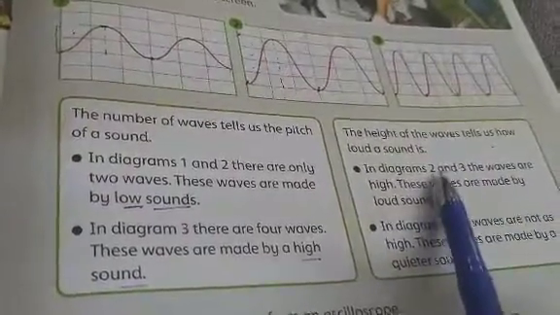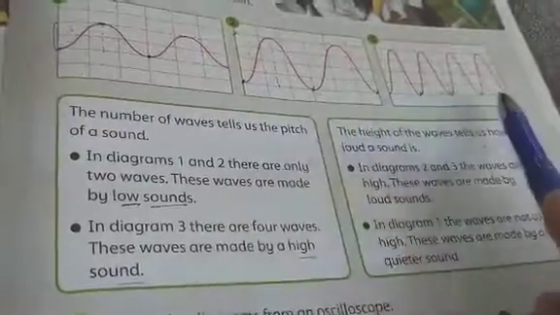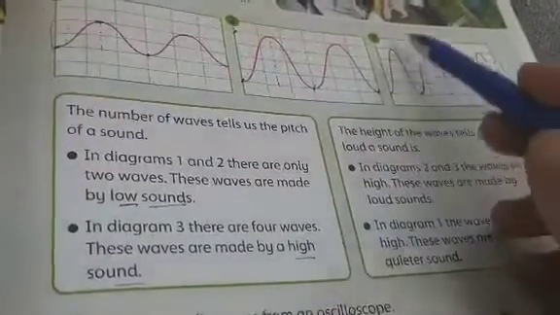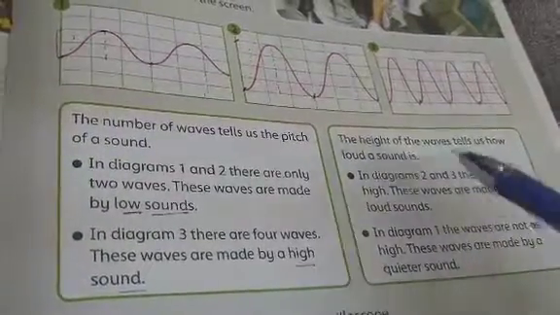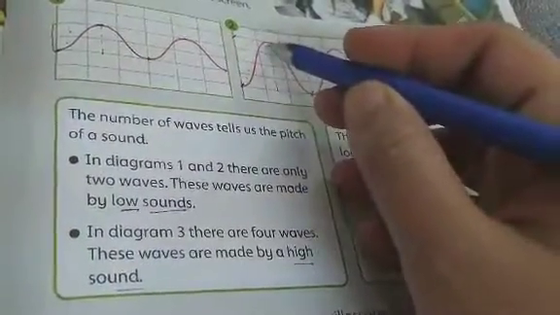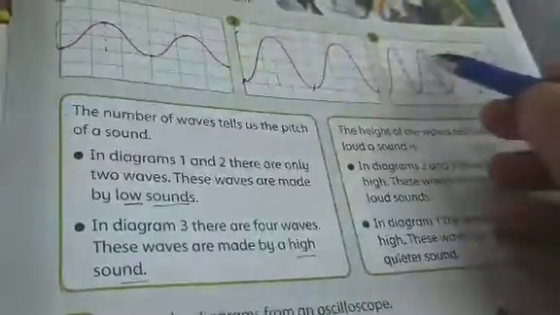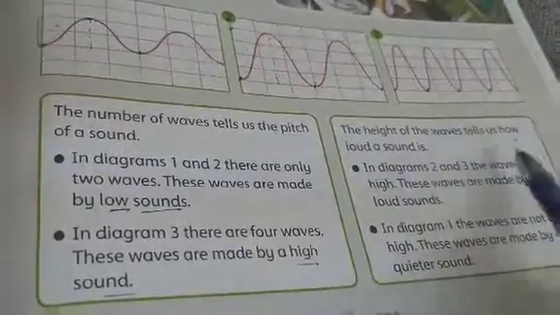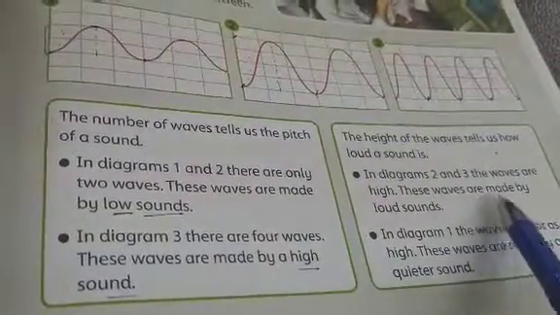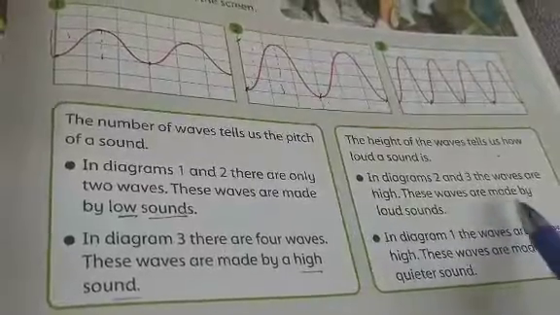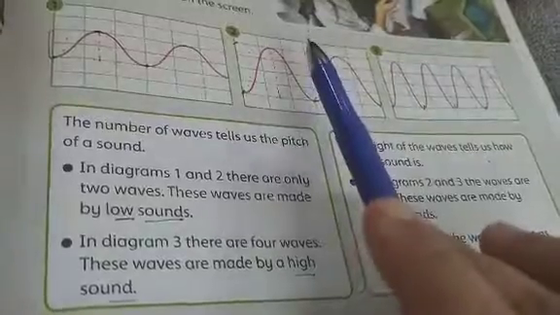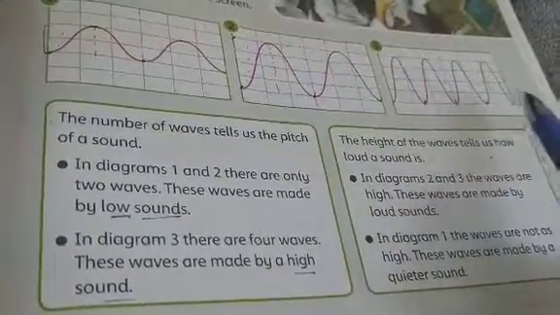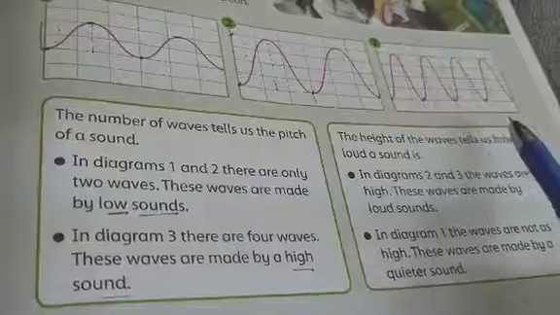In diagrams 2 and 3, the waves are high. Can you see we have here 4 squares. So the waves here are high. And if you measure with a ruler, this height will be more than this, and this one will be more than this. So in diagrams 2 and 3, the waves are high. These waves are made by a loud sound. So here, when the waves are high, these waves will be loud sound and high pitch.